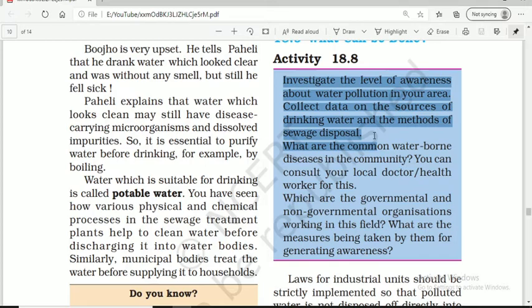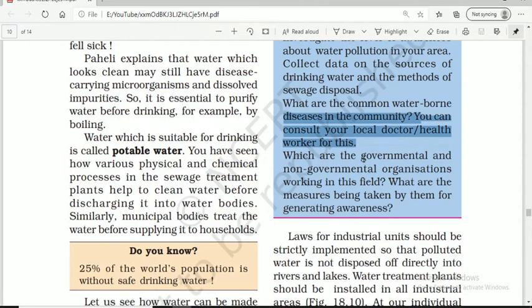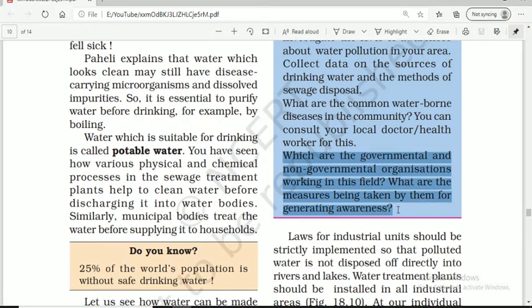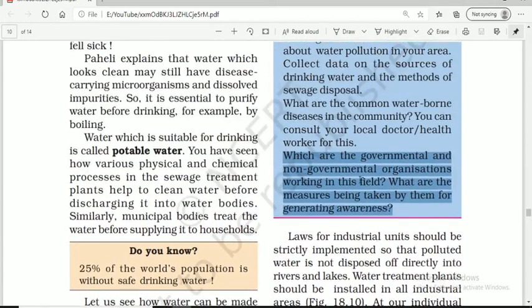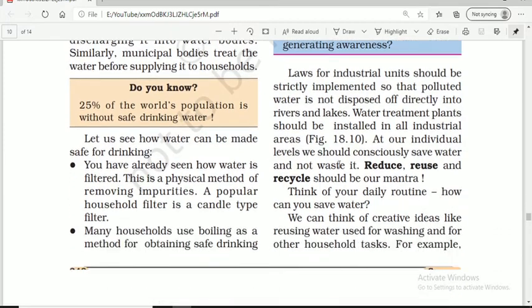You have to collect the data about what are the common waterborne diseases in the community. You can consult your local doctor or health worker for this also. Next thing, which are the governmental and non-governmental organizations working in this field? What are the different organizations which deal with water pollution? What are the measures being taken by them for generating awareness? So this is your homework you can do, by searching in your area nearby.